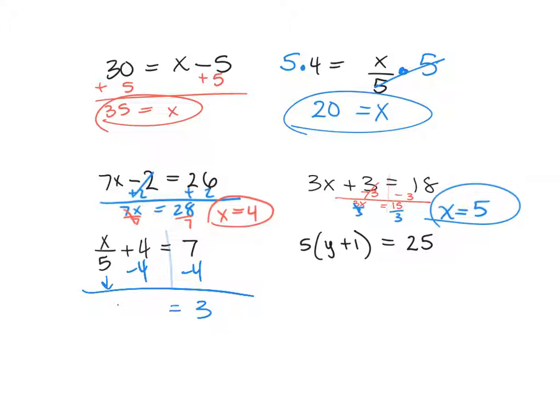You get 3 on the right, and then you bring over x over 5. x divided by 5. And then you multiply by 5. Good. Now you're going to multiply by 5, because by multiplying by 5, you undo that division. And then you do 3 times 5, which is 15. Excellent. x equals 15.